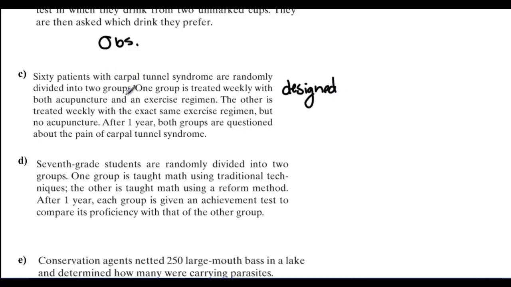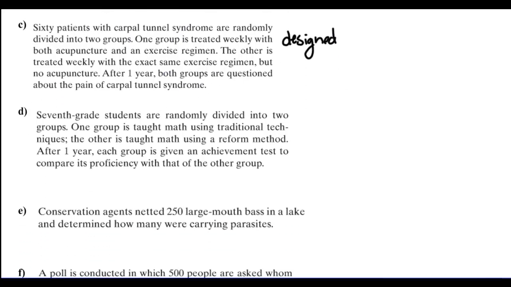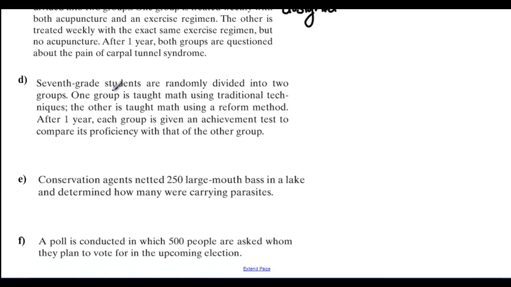So they have the two groups. The two groups are being treated differently, and then they're seeing the outcome. For D, 7th grade students are randomly divided into two groups. One group is taught math using traditional techniques. The other is taught math using a reform method. After 1 year, each group is given an achievement test to compare its proficiency with that of the other.